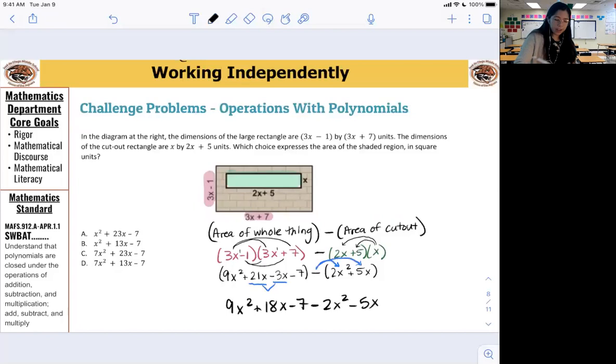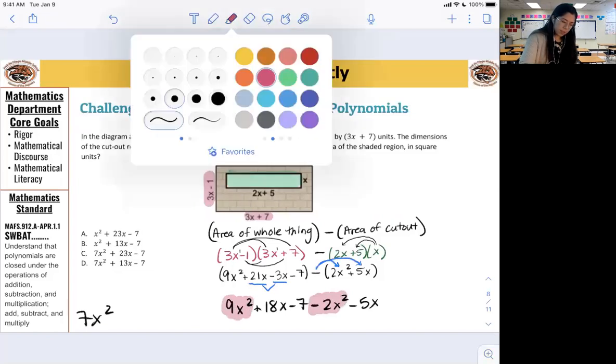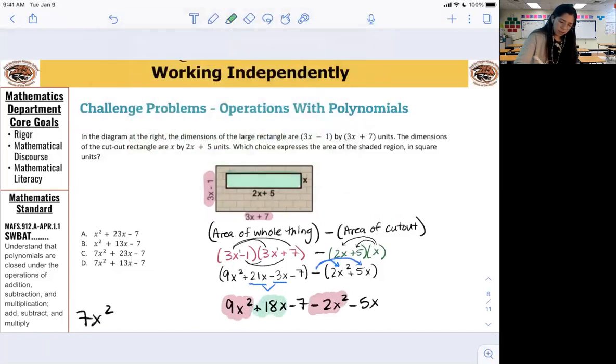And now finally I can combine like terms. So I have 9x squared minus 2x squared. What does that get me? 7x squared. Then 18x and minus 5x. What do I get? 13x. And then negative 7 is left over.